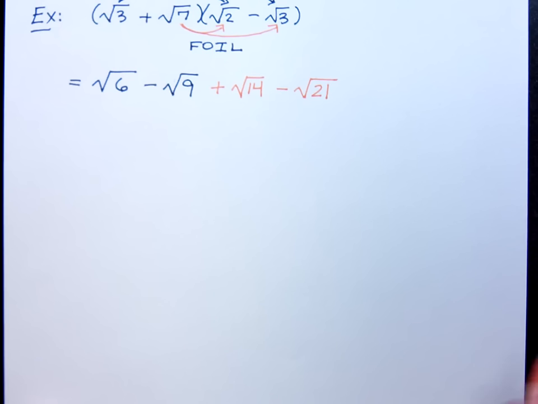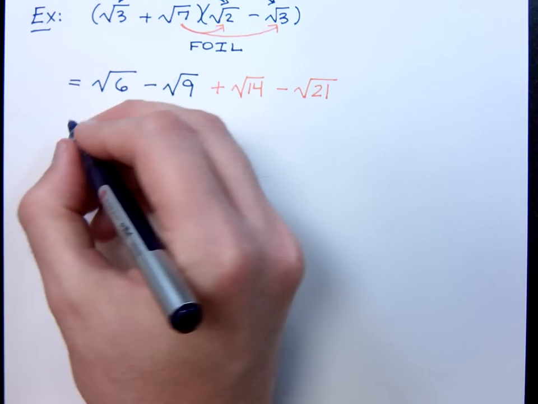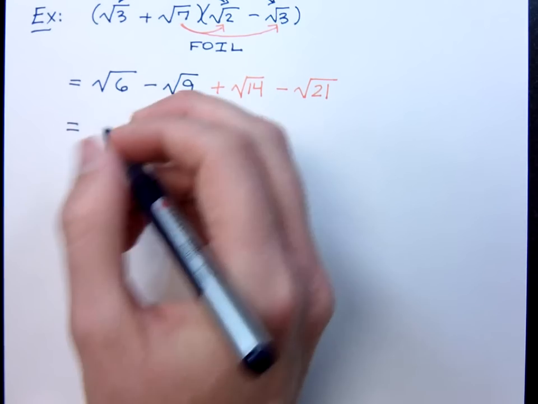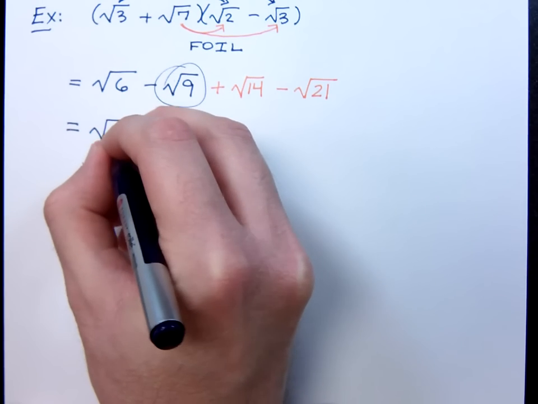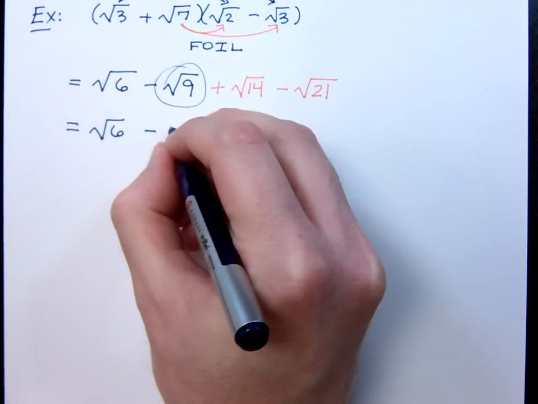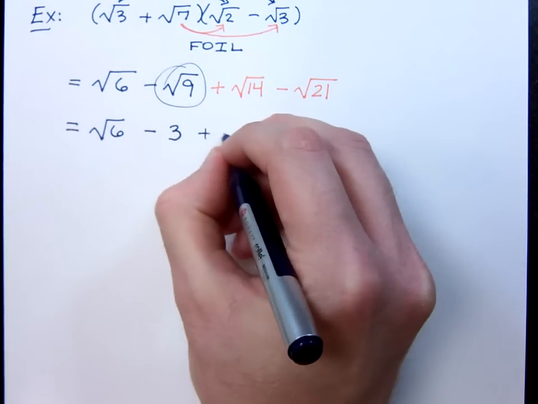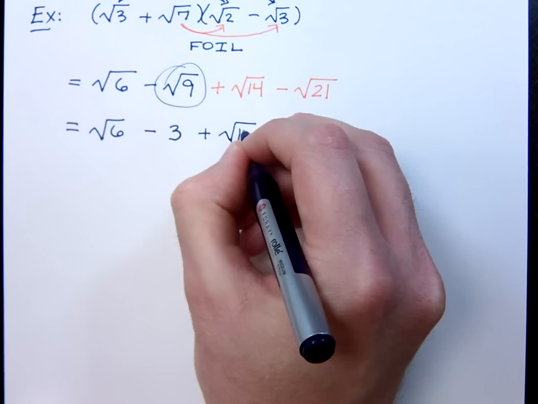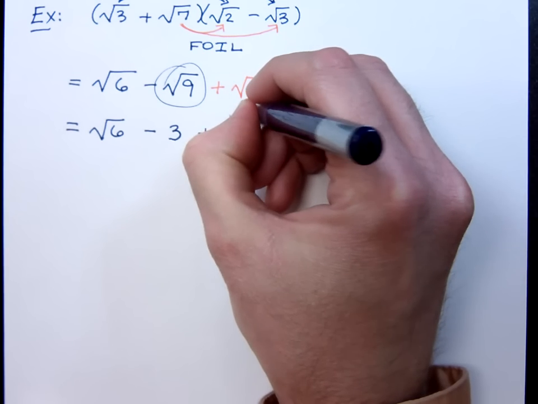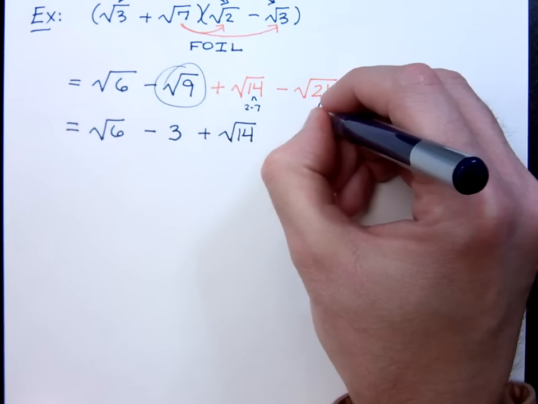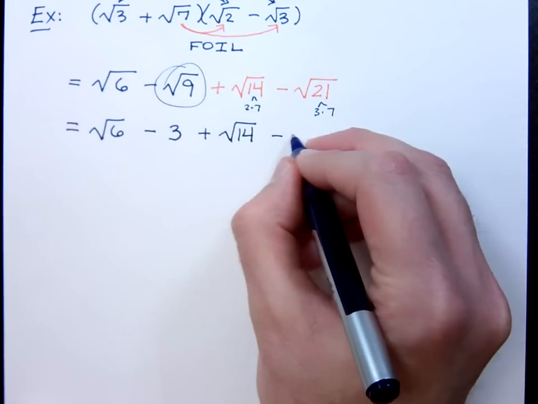Do I have anything here that I can simplify or reduce? Yes. The 9. What is the square root of 9? 3. So I still have the square root of 6, as we've seen before. The guy doesn't break down. I get minus 3. The square root of 14, does he break down at all? No. If anything, he's just 2 times 7, which doesn't help. 21 is 3 times 7, and I don't get anything out of that.